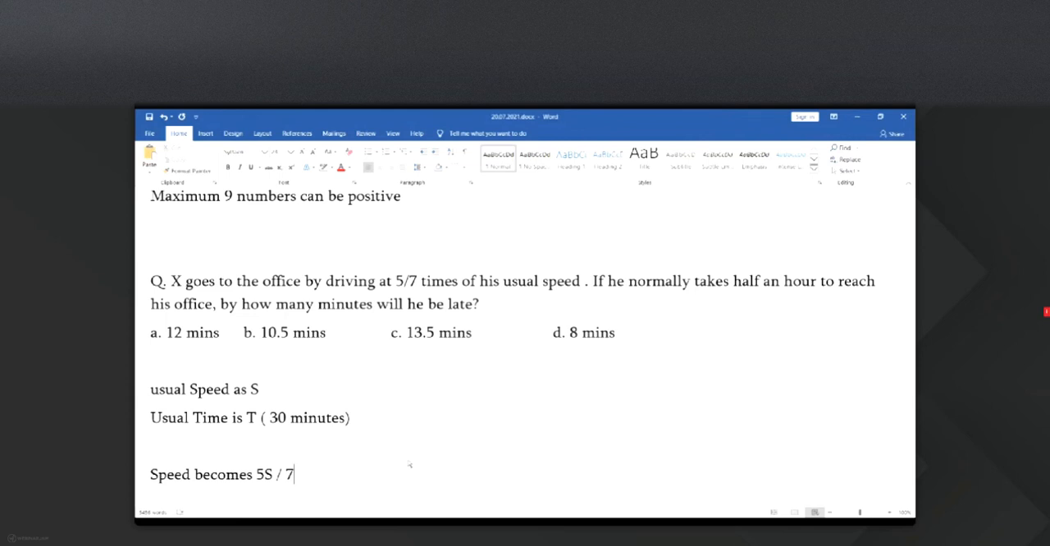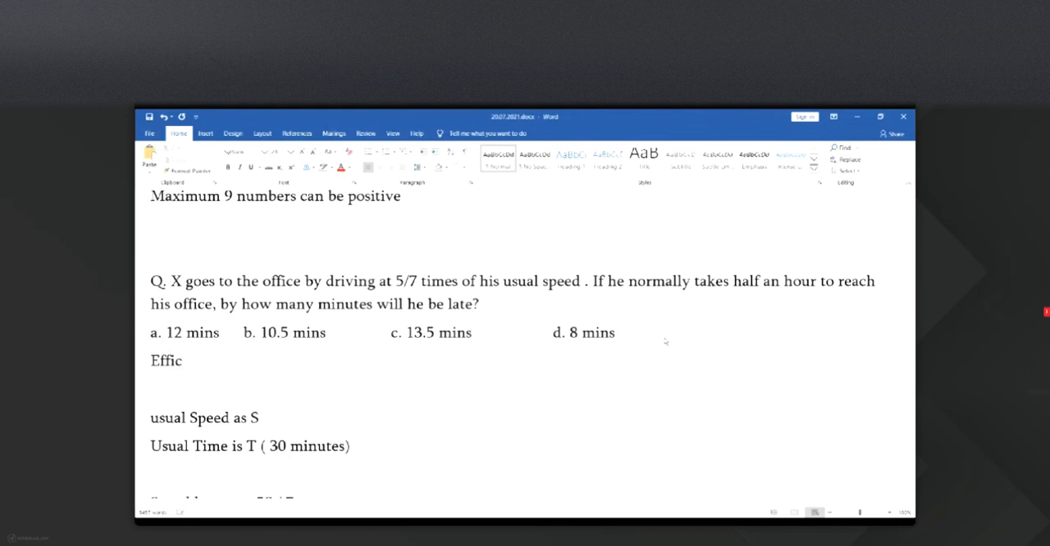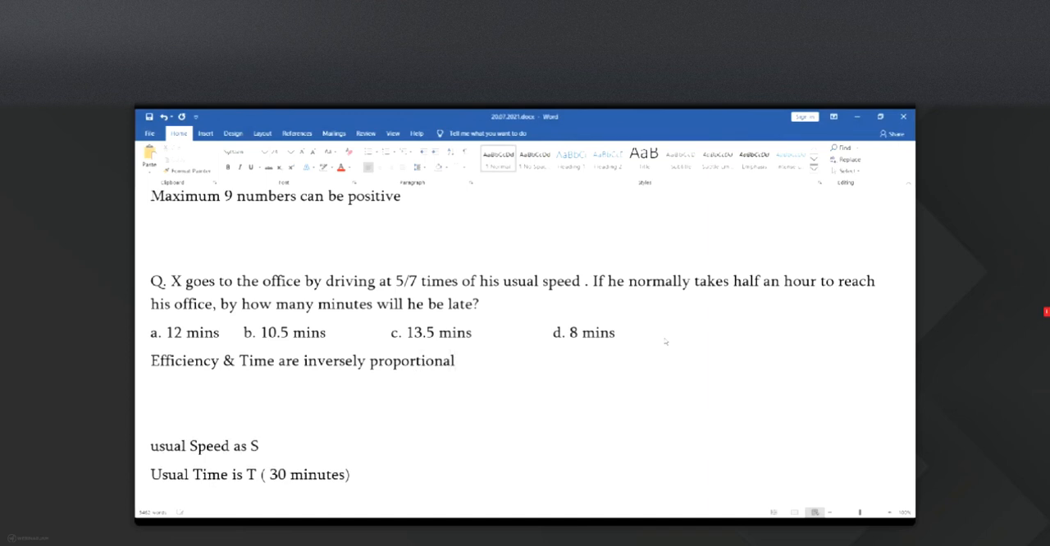So now you have to understand one thing. You remember I talked about how efficiency and time are inversely proportional. We talked about this, right? Similarly, this is in time and work. In time, speed, distance, efficiency is speed. So speed and time are inversely proportional. So in time, speed and distance, speed and time will be inversely proportional.